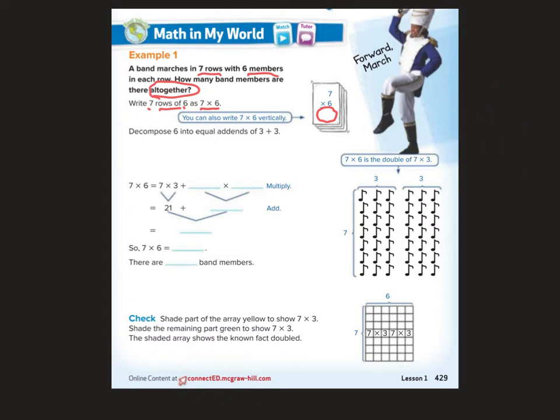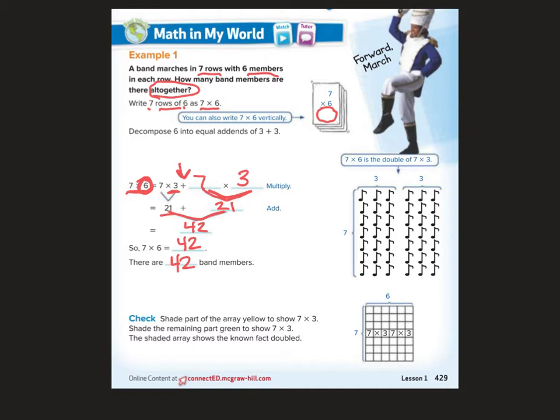Anyways, so we can decompose 6 into equal addends of 3 and 3. So I can break it apart. Okay, watch this. Instead of 7 times 6, I'm going to break apart the 6 into 7 times 3 and 7 times 3. And then I'm going to add those two 7 times 3s together. 7 times 3 is 21. 7 times 3, look here, I'm putting the arrow, that's 21. And 21 plus 21 is 42. So 7 times 6 is 42. There are 42 band members.